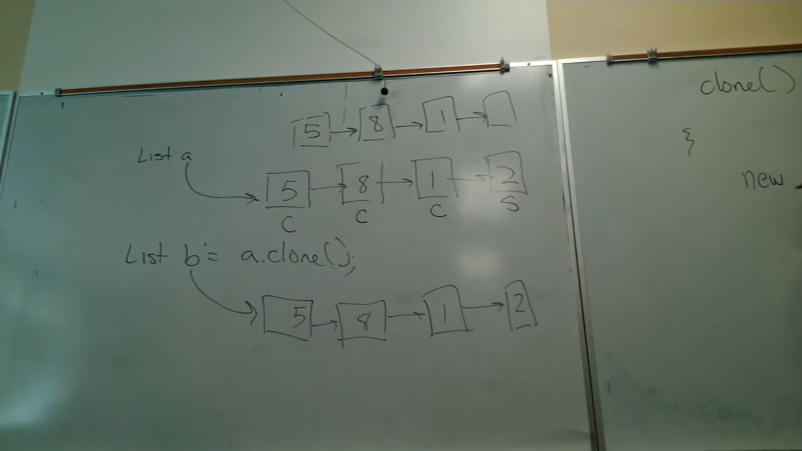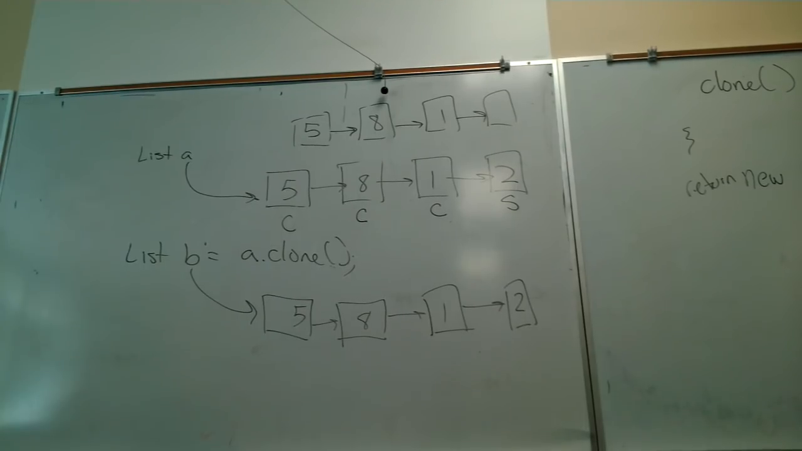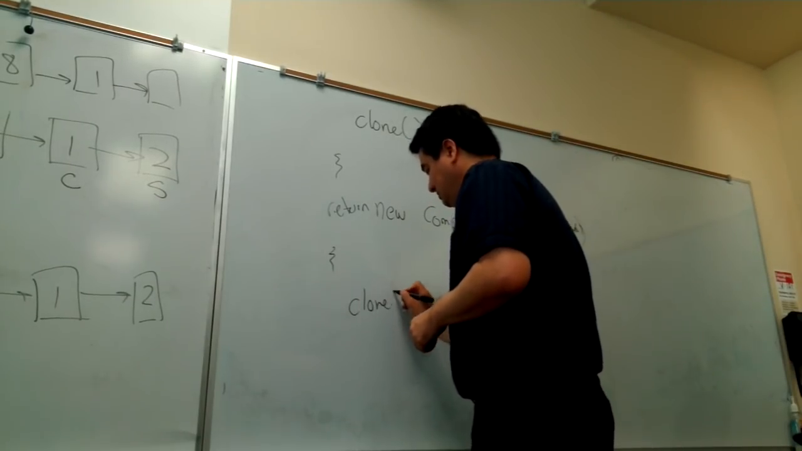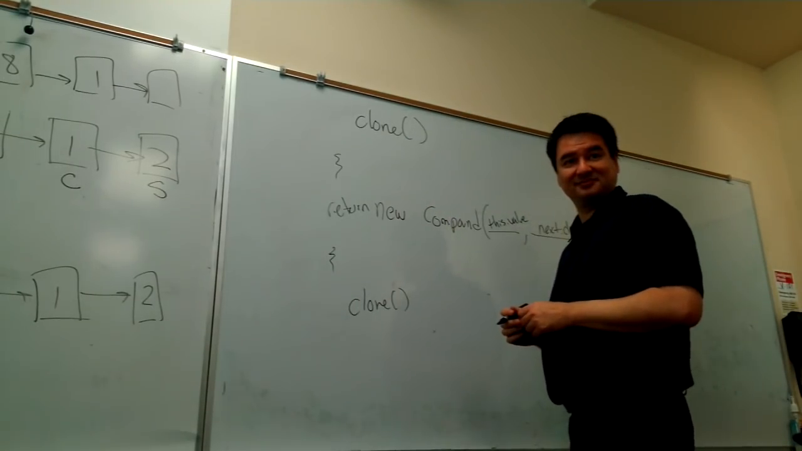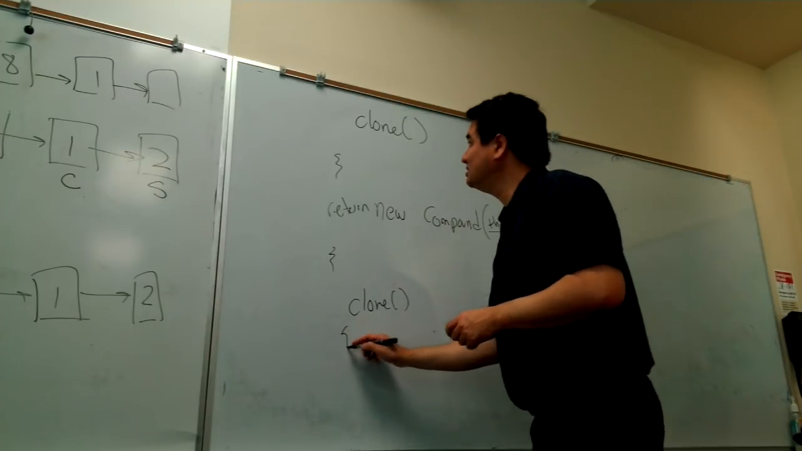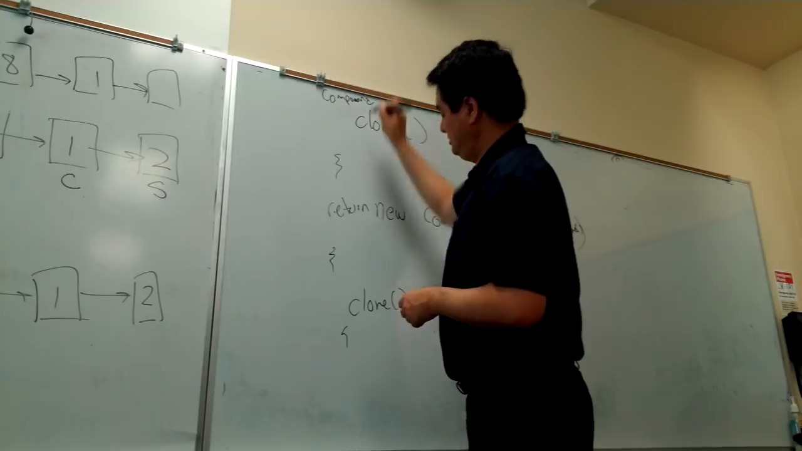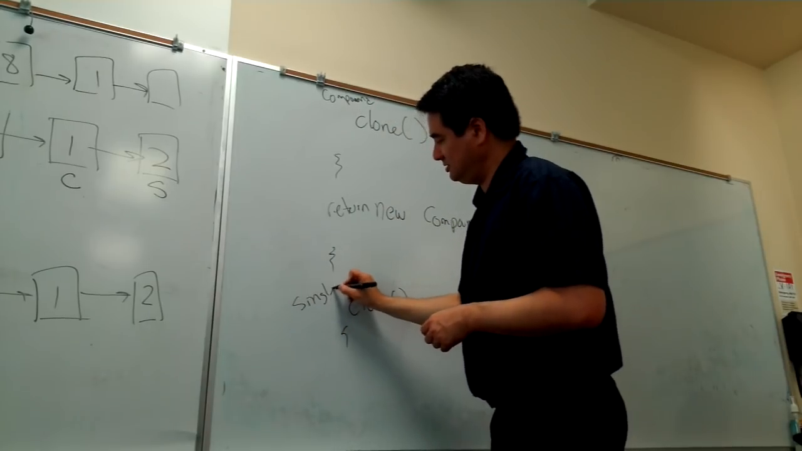Okay, so clone is just going to return a new compound with a copy of its value and a clone of the next thing. So you're going to have to put something there so it doesn't just walk off the list, right? Well, singleton, so this is the clone for compound. Then there's another clone for singleton. So this is inside compound. This is inside singleton.